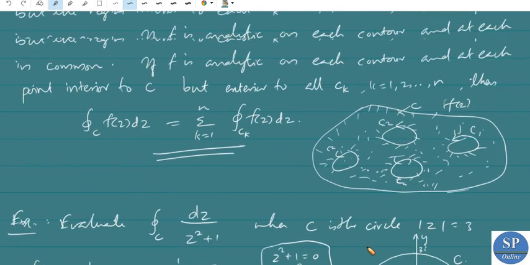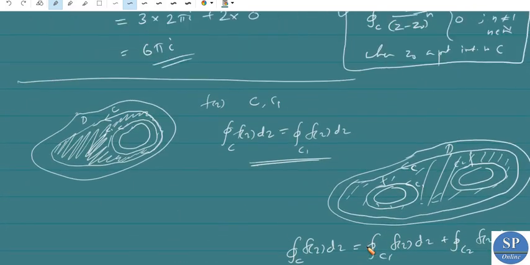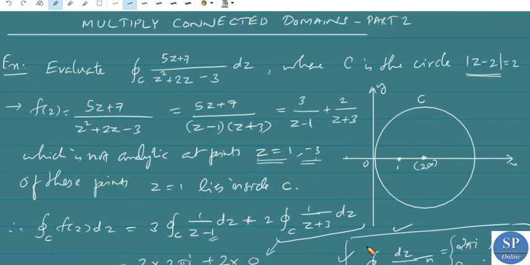In the previous example, we have the curve mod z minus 2 equal to 2, and we have the points z equal to 1 and z equal to minus 3. So in that case, we can check like this: z equal to 1. When z equal to 1, we have mod z minus 2 is equal to mod 1 minus 2, which is equal to mod minus 1, that is equal to 1, which is less than this 2. So z equal to 1 lies inside C.